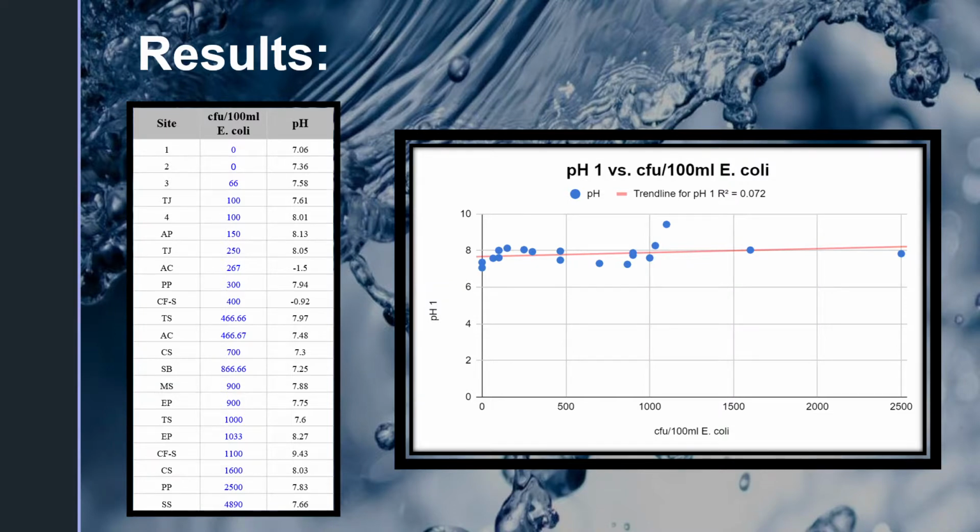The last value of 5,000 E. coli per 100 milliliters, we were able to Q-drop with 95% confidence. So from the remaining 20 points, we received the graph on the right. From the graph on the right, we did the R-squared test, and as you can tell, it was 0.072, which is way too little in order to see any correlation between the pHs and the amount of E. coli.